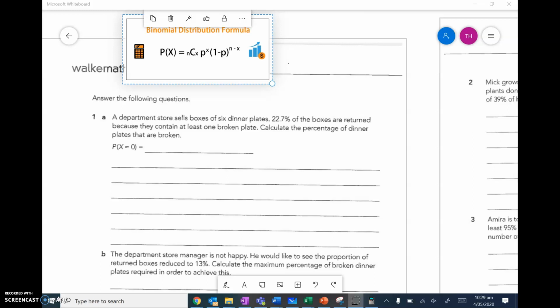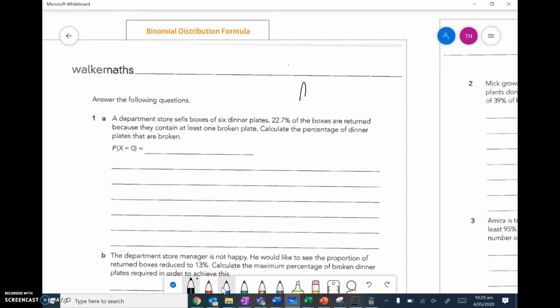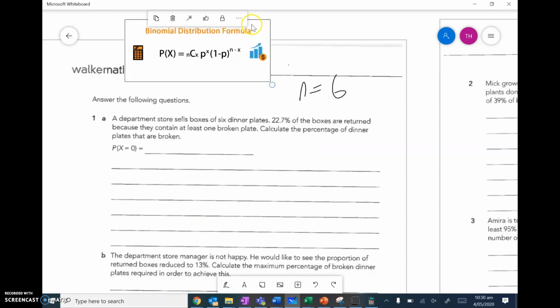So this is a department store sells boxes of 6 dinner plates. So I already know, I'm going to put that as a note, n equals 6. And 22.7% of the boxes are returned because they contain at least one broken plate. Calculate the percentage of dinner plates that are broken. So we do not know our probability. This percentage represents the probability that a single dinner plate is broken, and then this here represents the answer of if there is a box of 6 dinner plates, find the probability that at least one is broken.